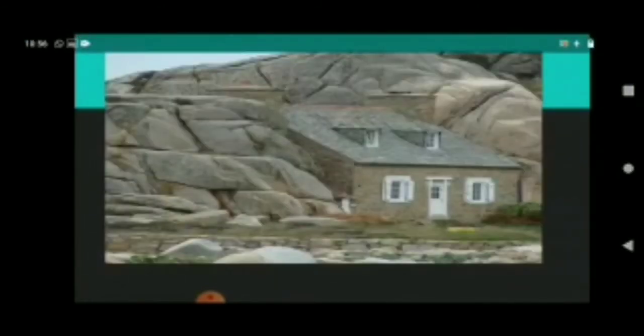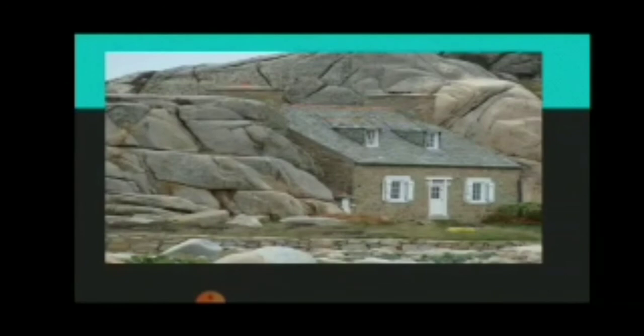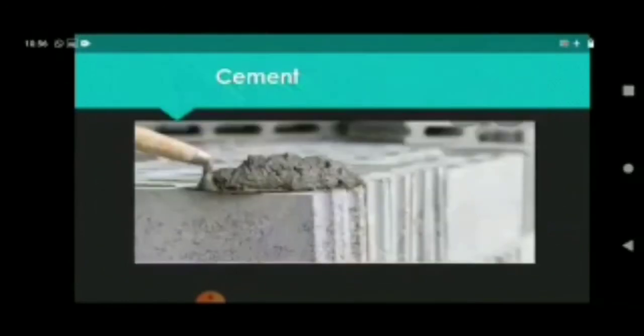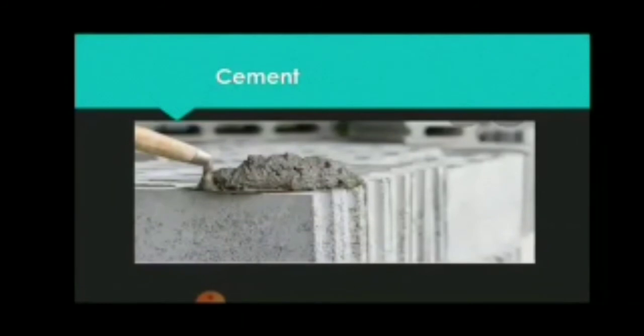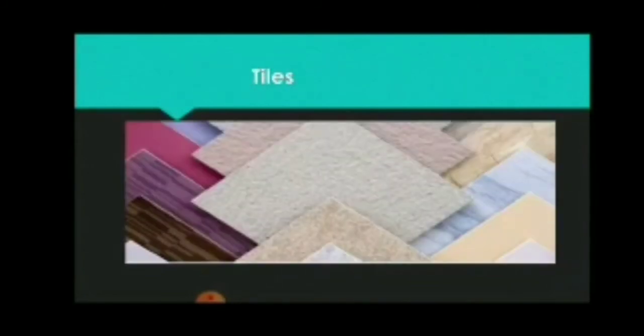Cement. Cement is a binder, a substance used for construction that sets and hardens to bind other materials together. So it is a good binder substance for construction material. Next one is tiles. Tiles are thin objects manufactured from hard-wearing materials such as ceramic, stones, metals, and baked clay.